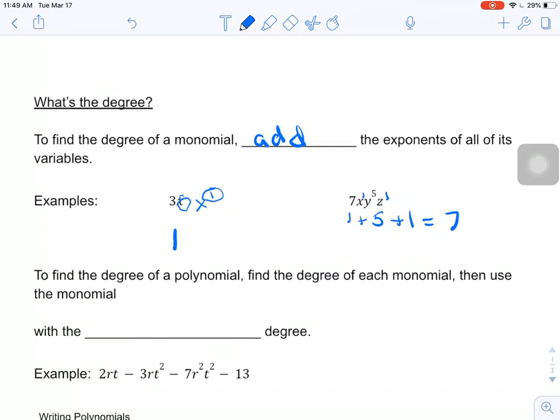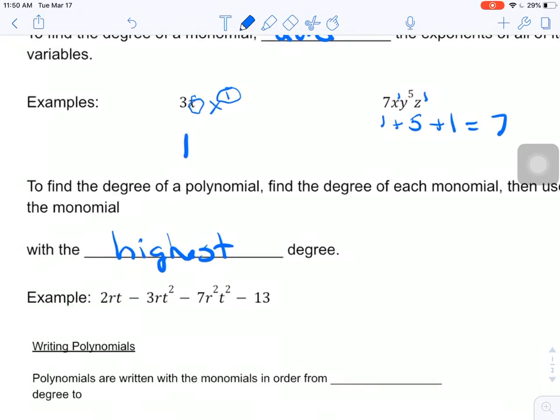We can also find the degree of a polynomial because a polynomial is just made up of a bunch of monomials. So the way we do that for a polynomial is we find the degree of each monomial in the polynomial, and whichever one is the biggest or has the highest degree, that's what we use for the entire polynomial. So to find the degree of a polynomial, find the degree of each monomial, then use the monomial with the highest degree, and that represents everything.